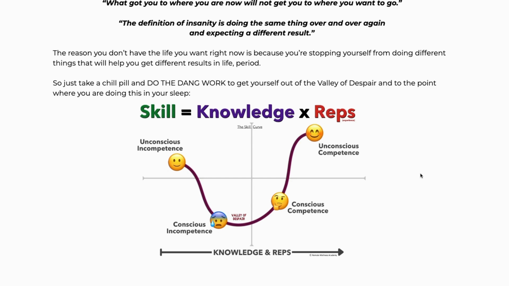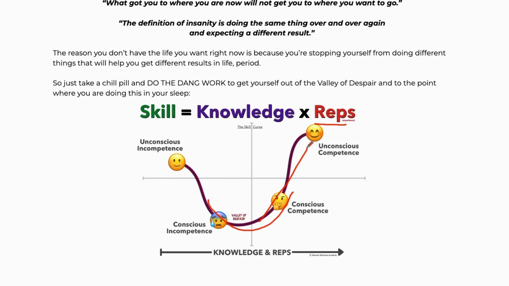You're going to have ad creative that bombs. It doesn't work that well. It's going to be difficult. You're going to struggle. Guess what? That's all normal, and it's a completely normal part of the process. And so you want to do the dang work. You want to put in the reps to get yourself out of the valley of despair, because the only thing that's going to allow you to ascend through this process is the reps that you do.